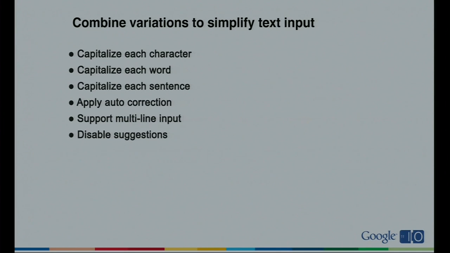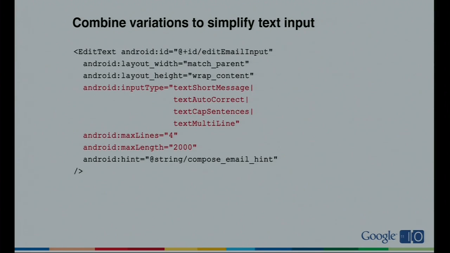When you are doing text input, you can actually add another level of flags, which are going to have a much greater level of customization. So you can control capitalization, autocorrection, and multi-line input. And in fact, in this example, that's exactly what we're doing. We're specifying that we want autocorrection turned on, capitalize the sentences, and we want to support multi-line input. And we've actually specified the maximum length of the string and the maximum number of lines as well.